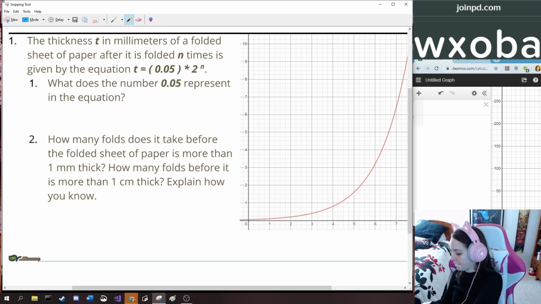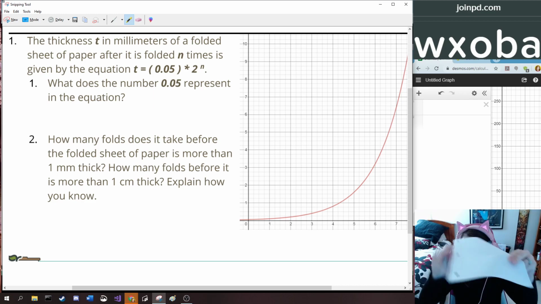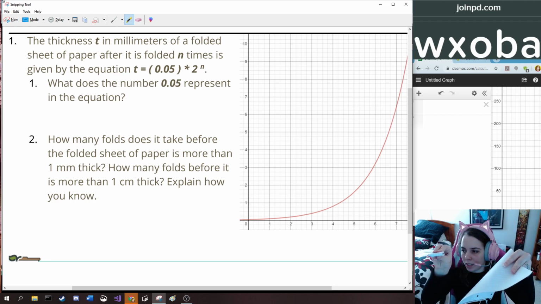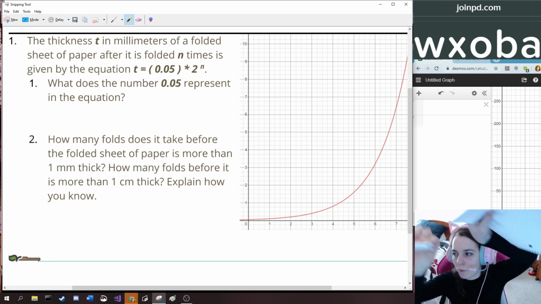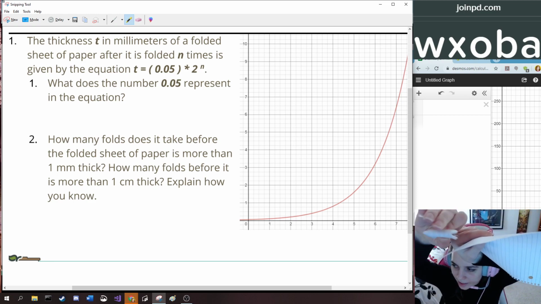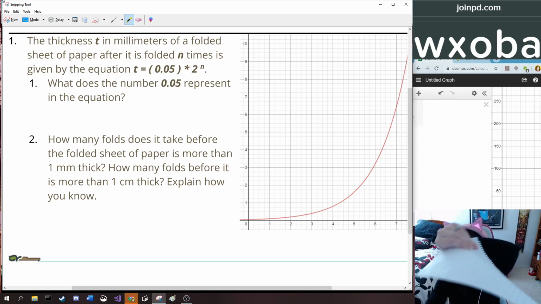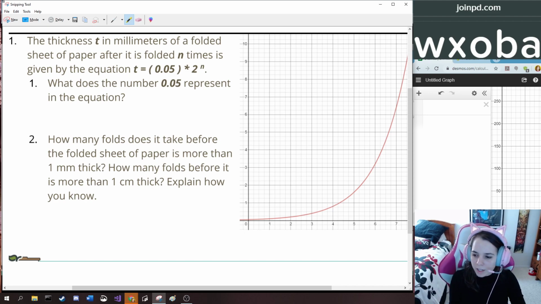So if we compare that to the original piece of paper, see, this is a very thin piece of paper, but when I folded it multiple times, it's going to be a lot thicker than it was before. This has a very, very large width. This thin piece of paper does not. So the question is, what does this 0.05 represent in this equation?